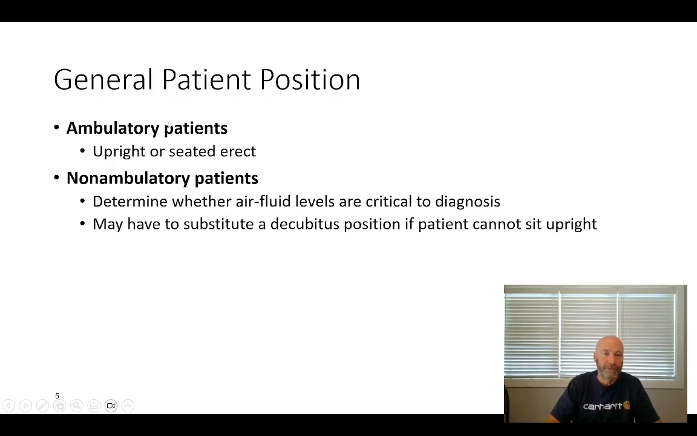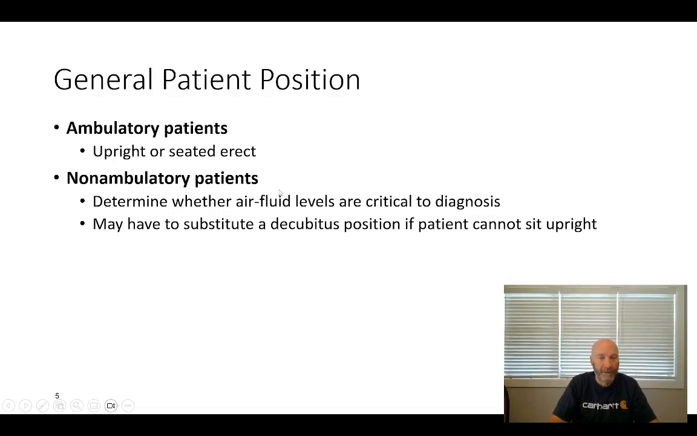So general patient position, ambulatory patients, you want them upright if at all possible, and they could be upright standing, or they could be seated upright. Again, I talked about that in the previous video. Some of your wheelchairs, the backs and the sides will come off of those wheelchairs, and it makes it ideal to be able to shoot AP chest x-ray, PA chest x-ray, whatever you need to at the wall bucky.